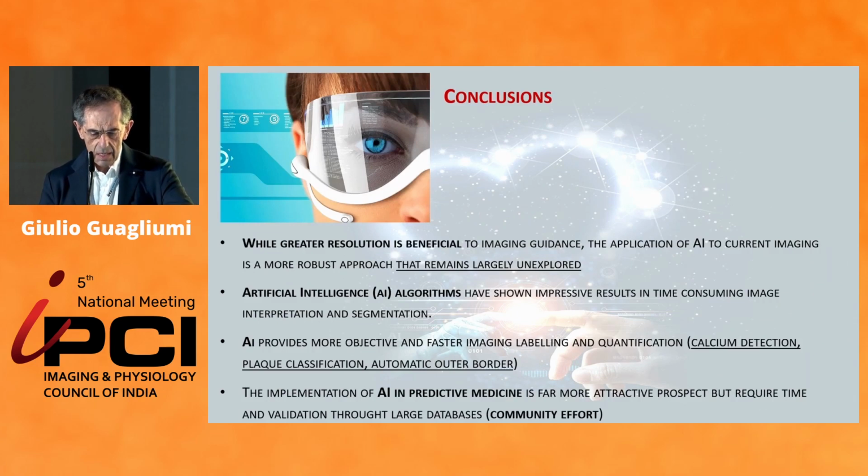In conclusion, while greater resolution is beneficial to imaging guidance, the application of AI to current imaging is a more robust approach, but it remains largely unexplored. Artificial intelligence algorithms have shown impressive results in time-consuming imaging interpretation and segmentation. They are saving time. AI provides more objective and faster imaging labeling and quantification. We saw the examples of calcium detection, plaque classification, automatic outer border detection, the famous EEL.